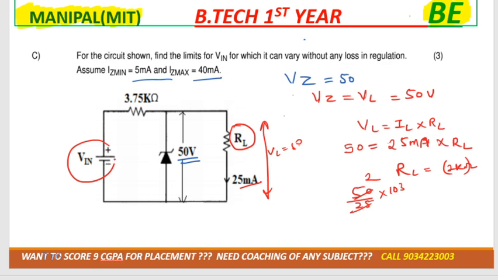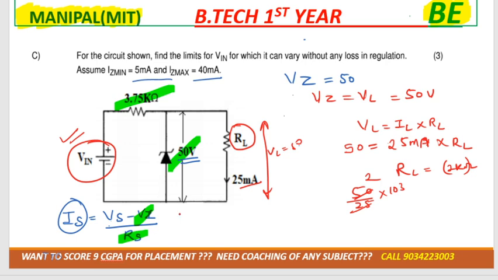Now you need to calculate V in, that is VS. I told you that somewhere we will use VS, somewhere VI and somewhere VN. So the formula I told you is, IS is equal to VS minus VZ by RS. This formula I told you. Okay, so RS value we know 3.75 kilo ohm, right? VZ value we know that is 50. We just need to calculate VS that they have asked, but we need to know about the IS also. So can we say that IS is equal to IZ plus IL?